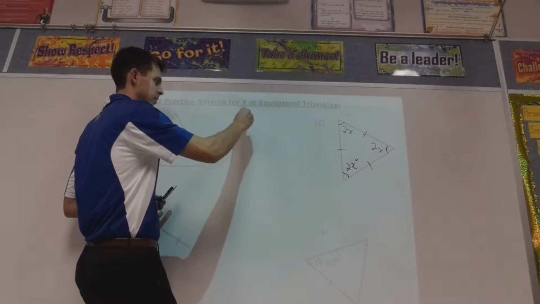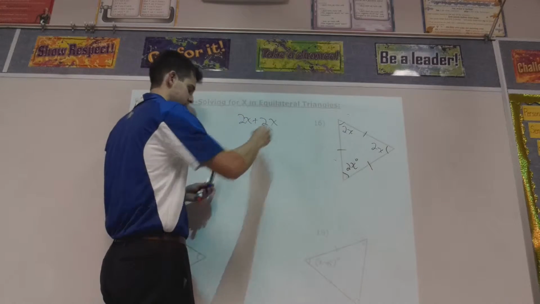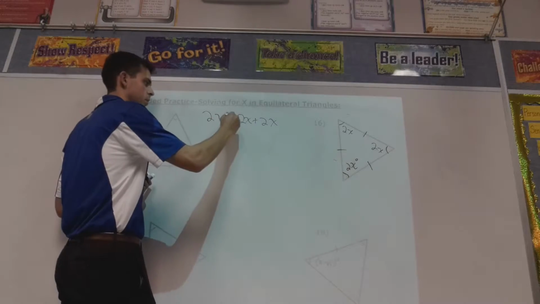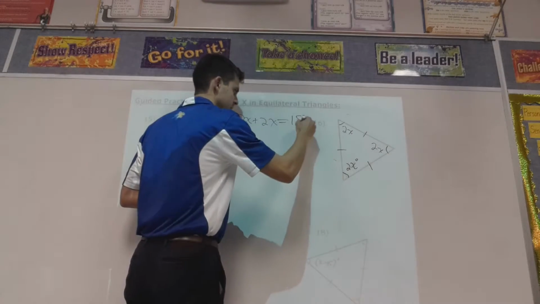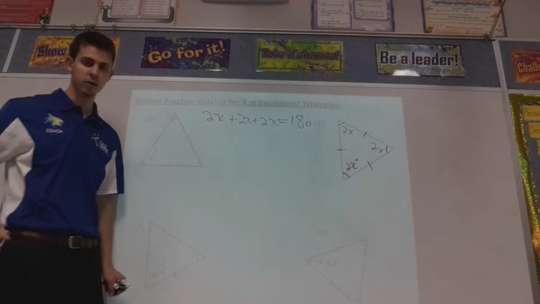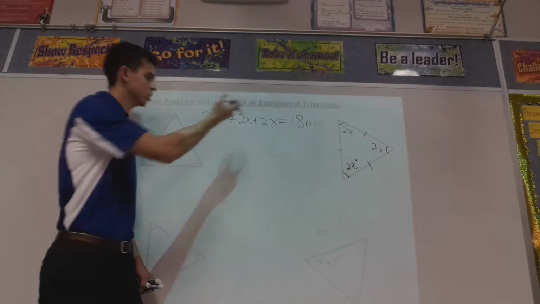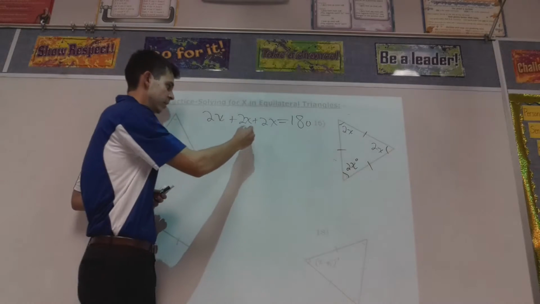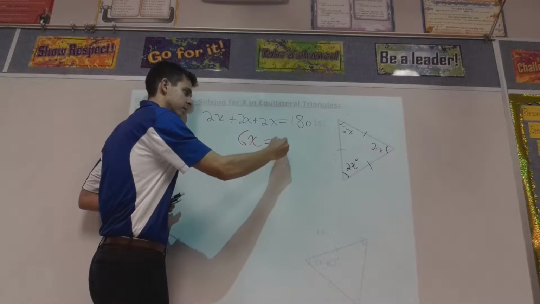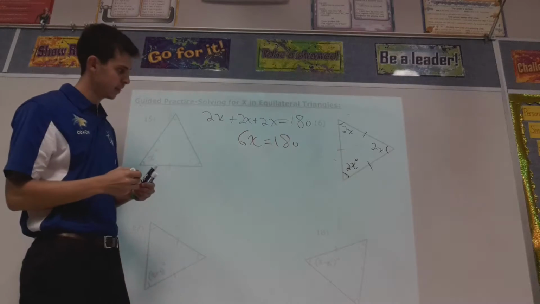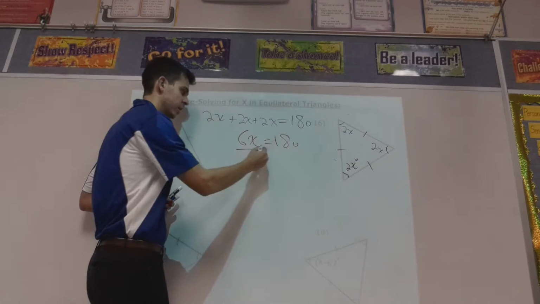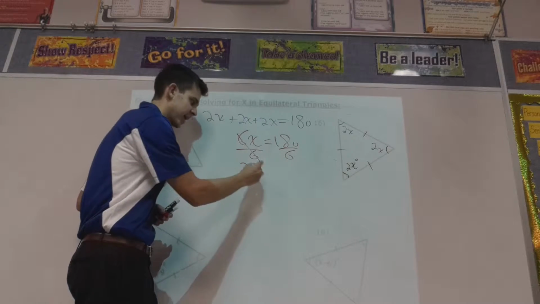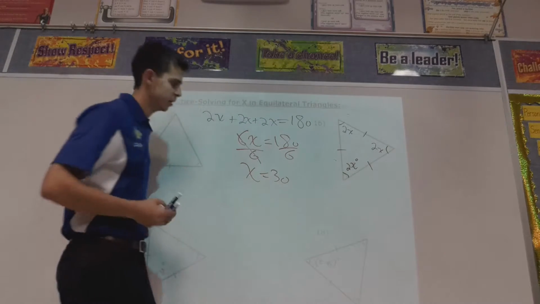So let's go ahead, add all these up, and it should be equal to 180 degrees. So I have 2 x's here, and I have 2 x's here, and 2 x's here. So how many total x's do I have? Well, I've got 6 x's. Solving for x here, divide both sides by 6. This cancels, and x is equal to 30.